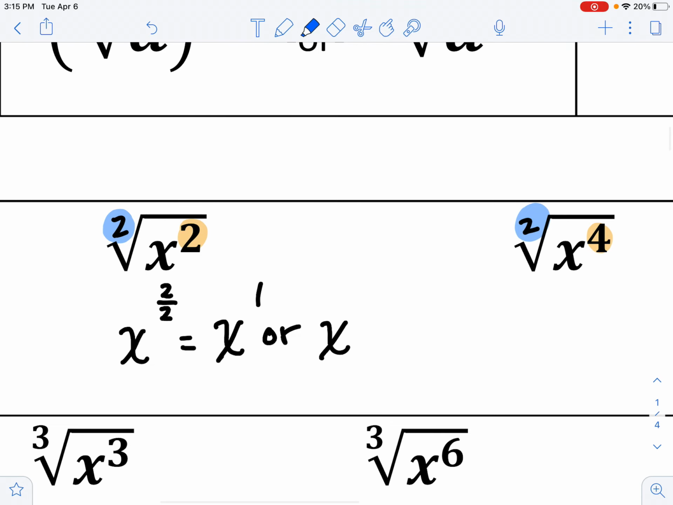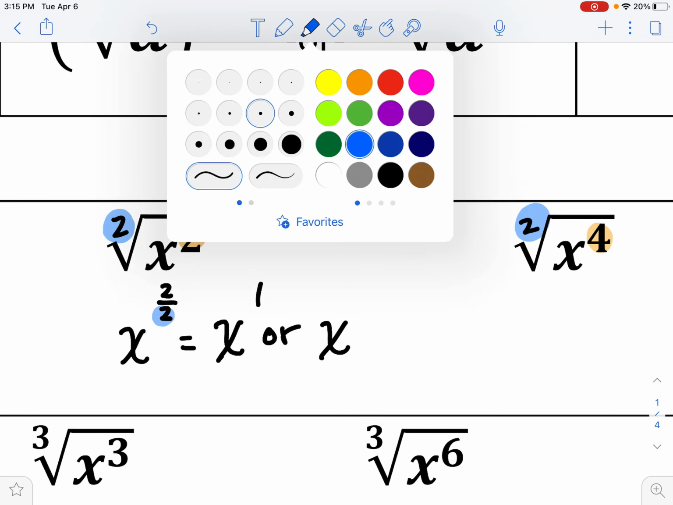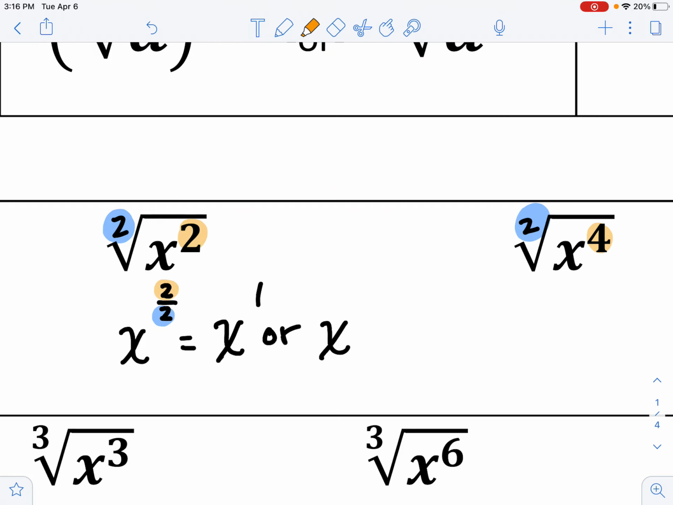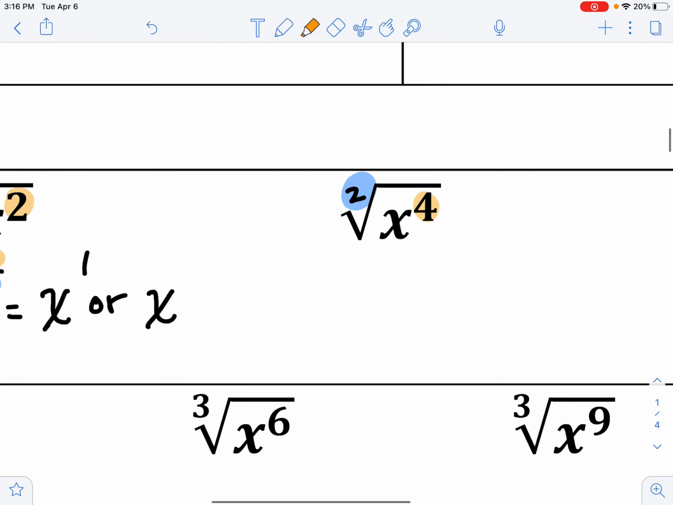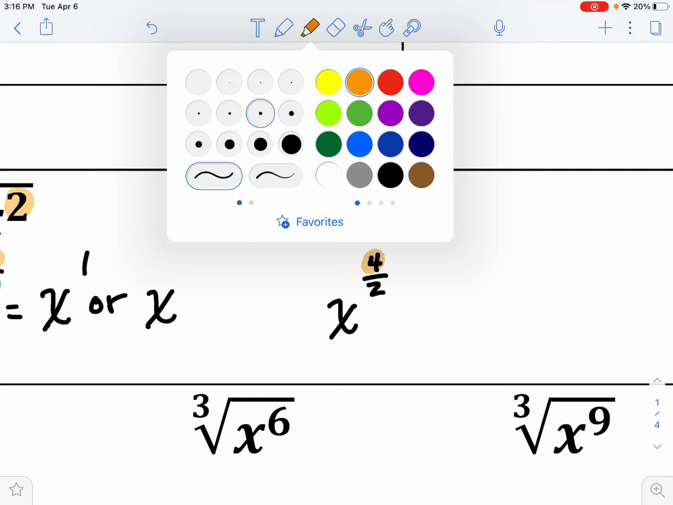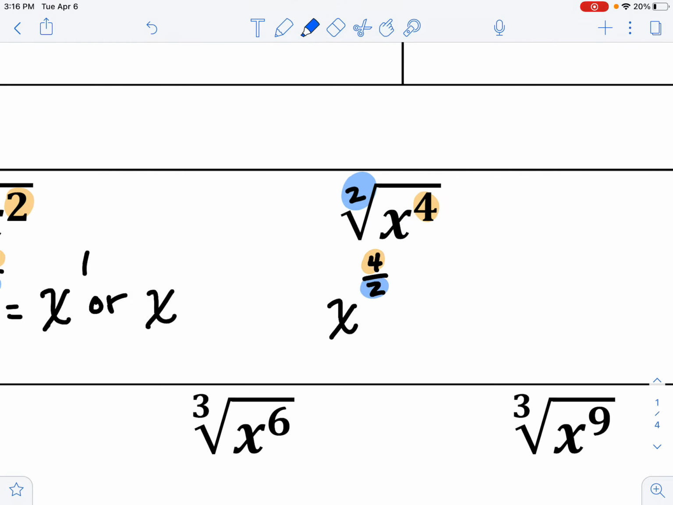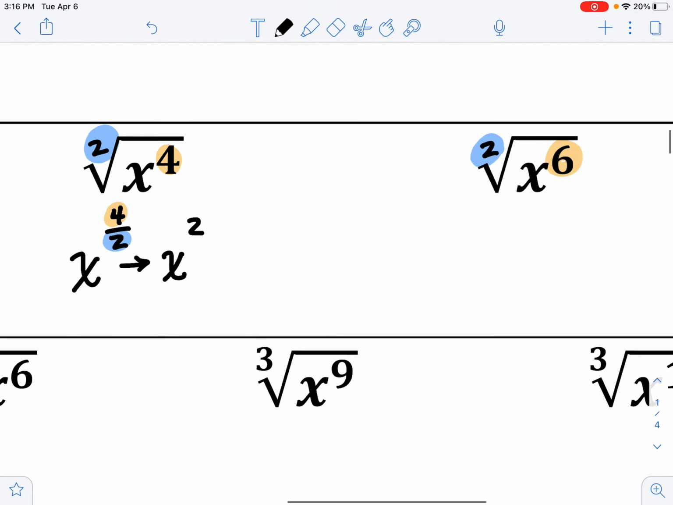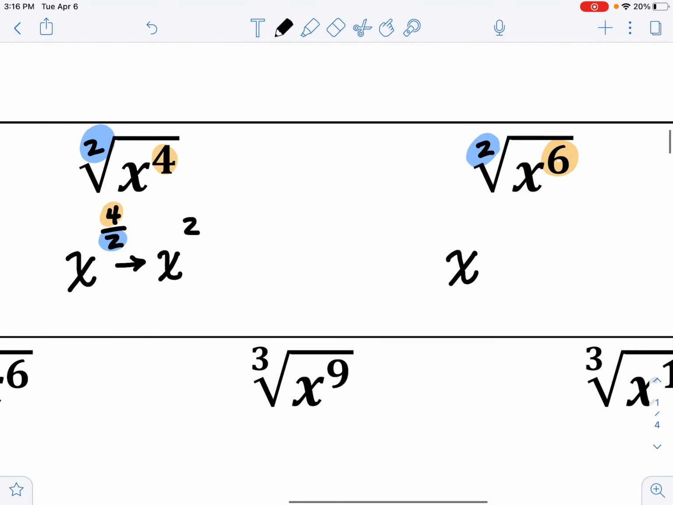Okay? So see what happened here. Here's our index. Here's our exponent. All right, so same thing over here. x to the 4 over 2. Notice where the things went. There's where the 4 went. Here's where the index went. Then simplify that fraction, and you get x to the second. All right? Do the same thing here. x to the 6 over 2 power would be x to the third power.